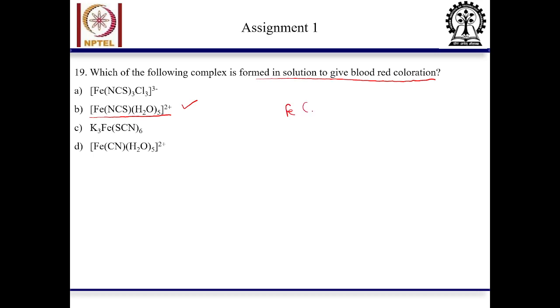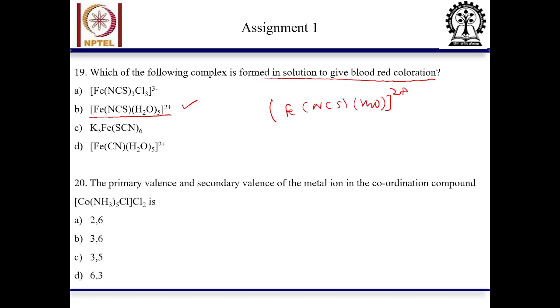So, Fe(NCS)(H2O)5 2+. Why this blood red coloration comes, what is the origin, that I will discuss in detail once we go into the lecture on color and optical spectra of coordination complexes. Let me go to question number 20.